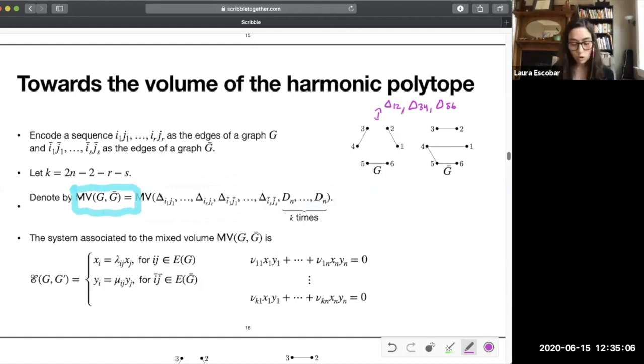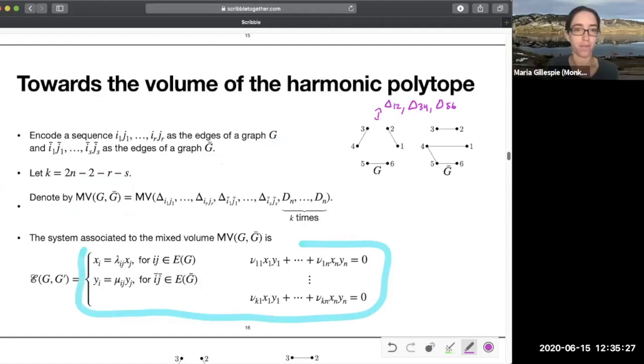Now that I'm encoding the sequence into graphs G and G bar, I'm gonna denote the mixed volume that we wanna compute as the mixed volume of G and G bar. And the whole point is we wanna use the Bernstein-Khovanskii-Kushnirenko theorem to compute the mixed volume. So let me tell you what the system of equations we get. Abstractly it's just this, but it's very straightforward.